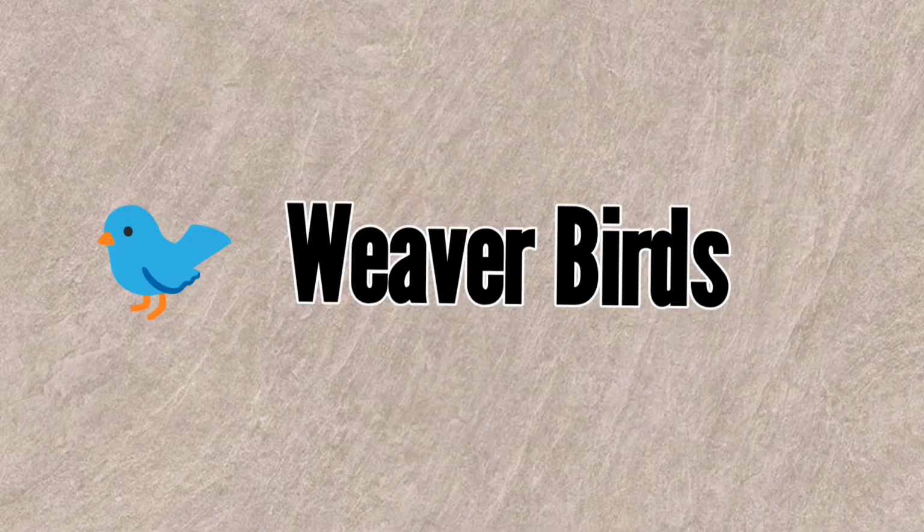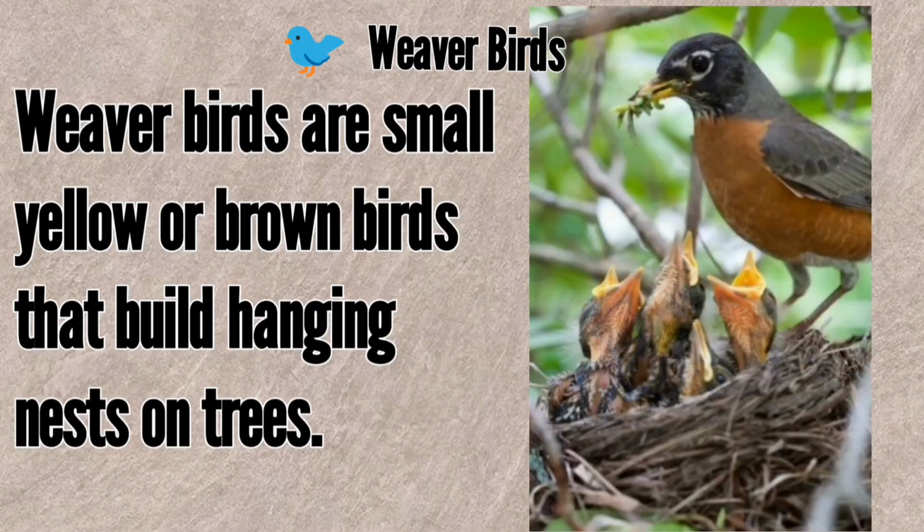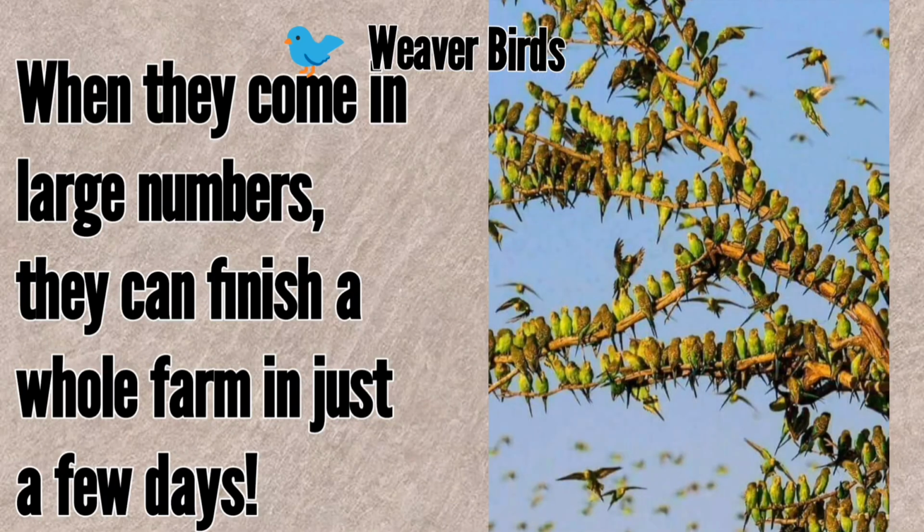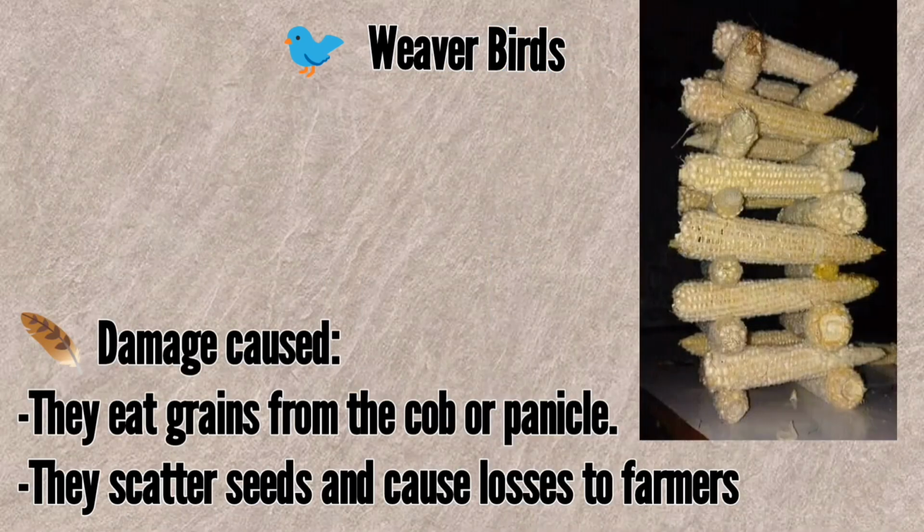We start with weaverbirds. Weaverbirds are small yellow or brown birds that build hanging nests on trees. They love to eat grains such as maize, millet, rice, and sorghum. When they come in large numbers, they can finish a whole farm in just a few days. Damages they cause include eating grains from the cob and scattering seeds, causing losses to farmers.